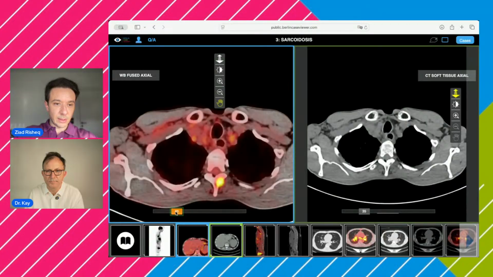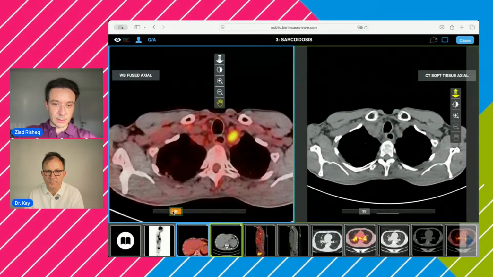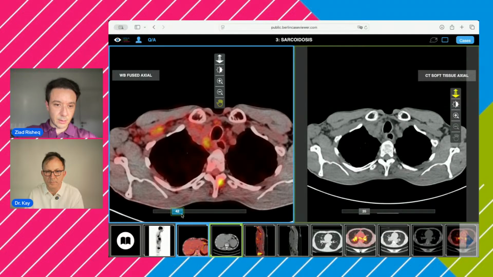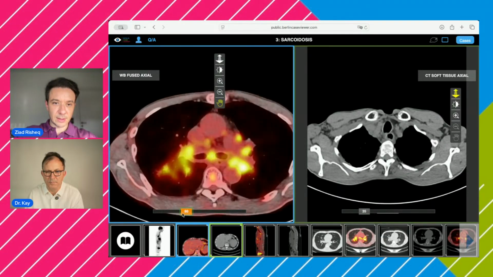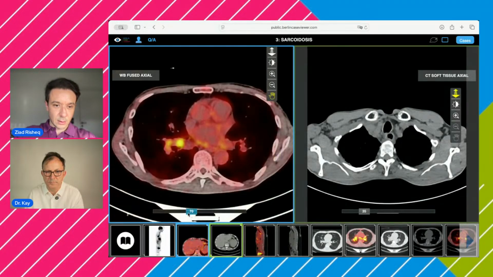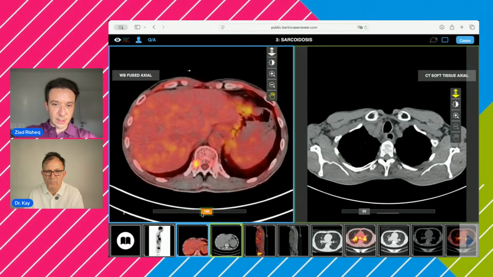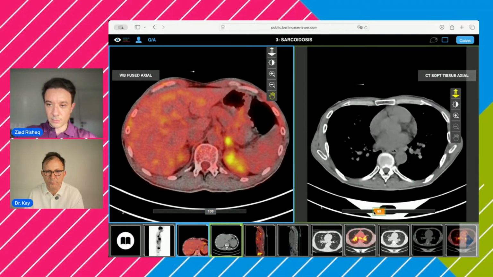And we can see a bone lesion here. There's a bone lesion here, and another one here, and in the ribs as well. We're going to take a look at the CT part. Let me just remove this. And going down, we have this nodule here in the left adrenal gland.